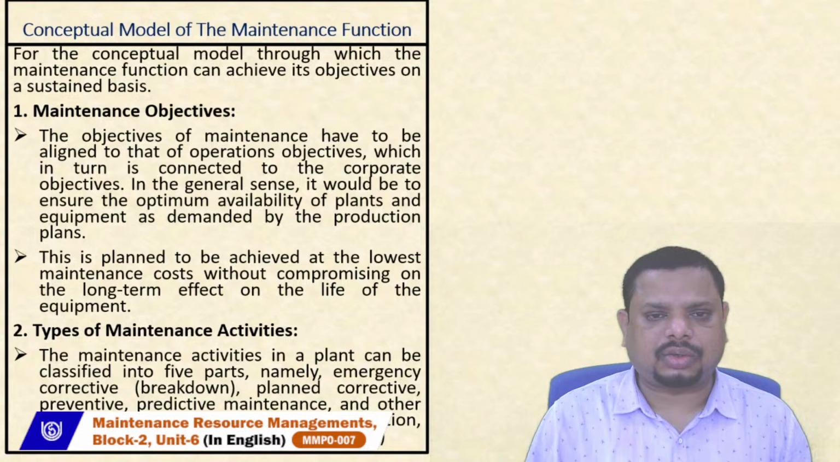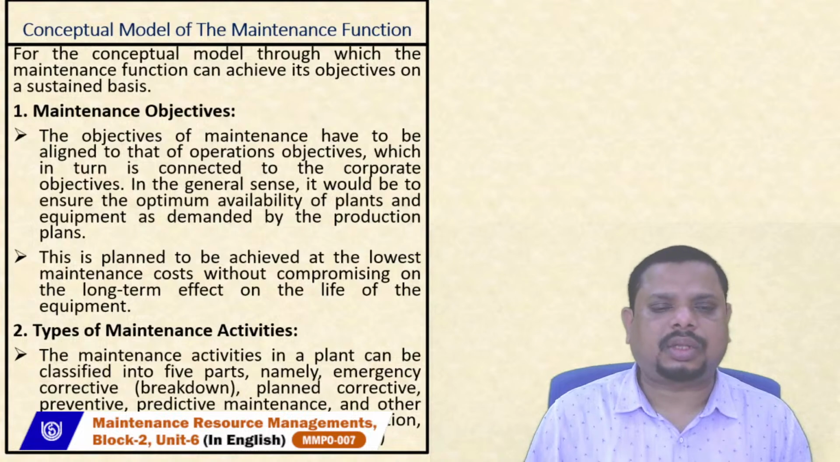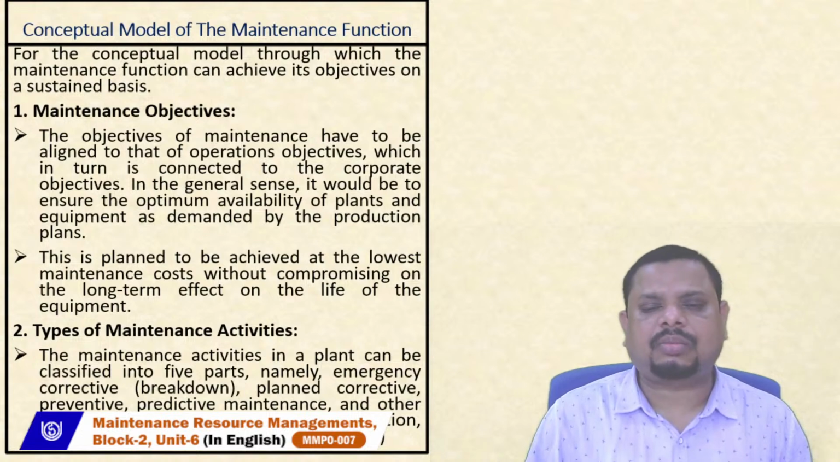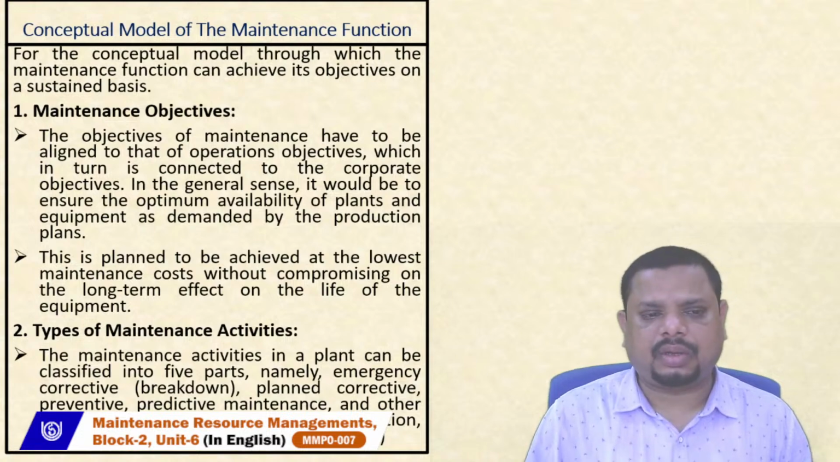The second most important point of your maintenance objective is to reduce the cost in every aspect. We have already discussed in the last slide that we reduce the downtime cost. The next is the material cost. The life cycle of equipment cost is also reduced. In that case, they never compromise on the long-term effect on the life of the equipment. So if required, they can go for replacement, or if required, they go for repair. These are the key objectives of your maintenance.